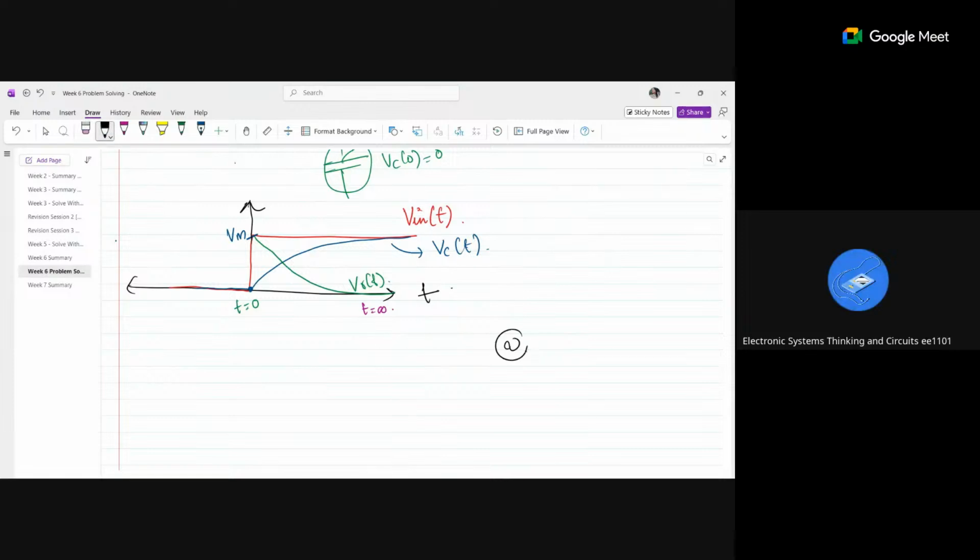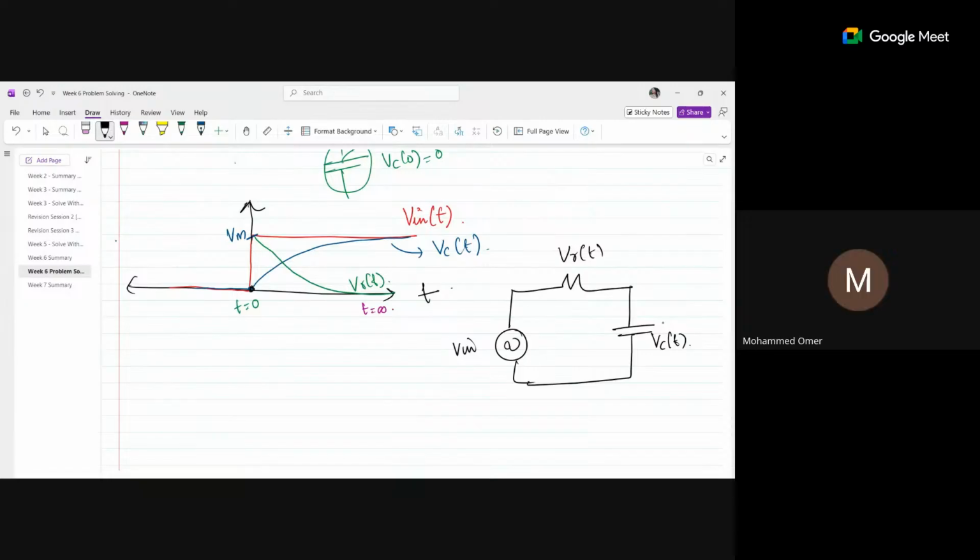Okay. So this is my Vin of t. This is my Vr of t. This is my Vc of t. Initially, the voltage drop across the capacitor is 0, right? Yes, ma'am. And the voltage drop across the resistor is maximum, it's Vm, because the current is flowing through it first.